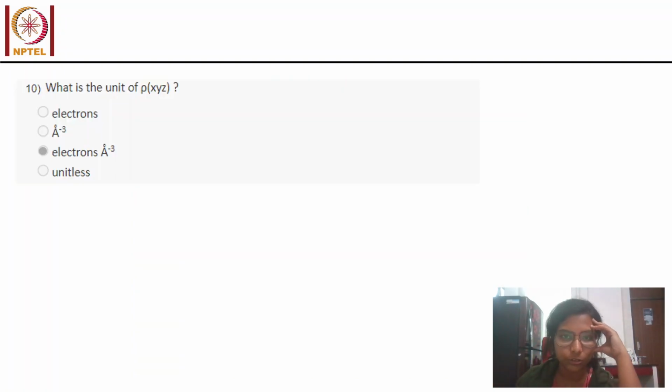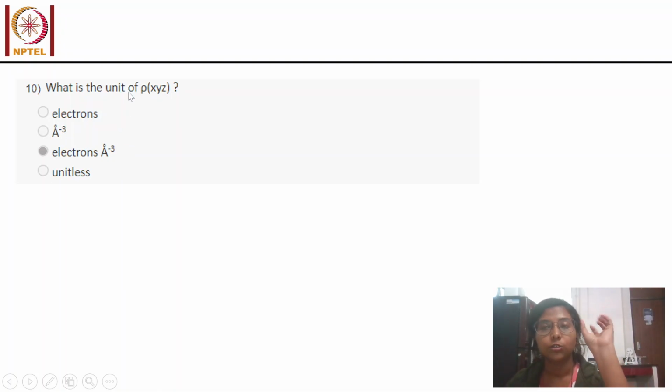Then this we have covered, I think: this is electron density. Density means number of electrons per unit volume. Volume means angstrom cube. So this is electrons divided by angstrom cube, or electrons angstrom to the power minus 3, because electron density has to be the number of electrons per unit volume.